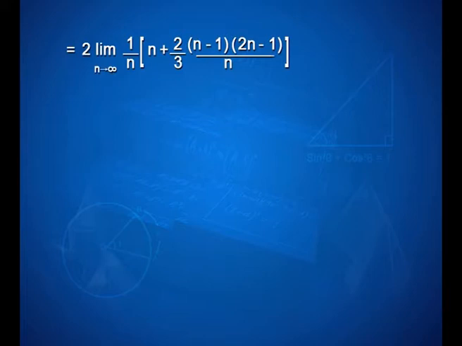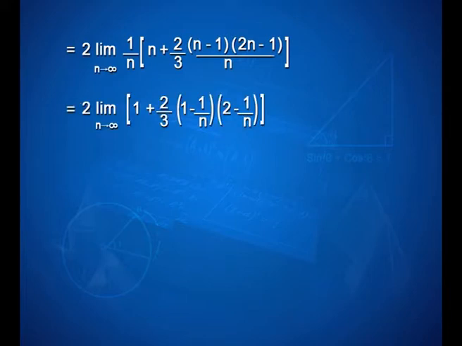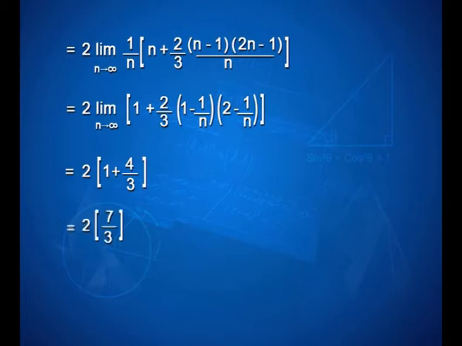That can be simplified as 2 into limit n tends to infinity of [1 plus (2 upon 3) into (1 minus 1 upon n) into (2 minus 1 upon n)], which on simplification gives 2 into (1 plus 4 upon 3), and thus we get 2 into 7 upon 3, and on multiplication we get 14 upon 3 as the answer.